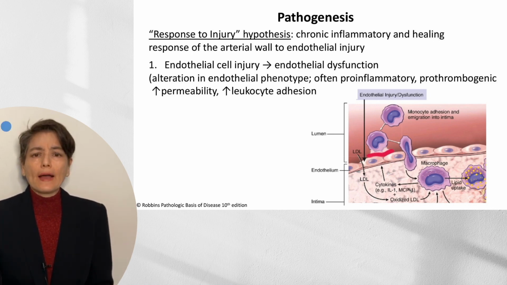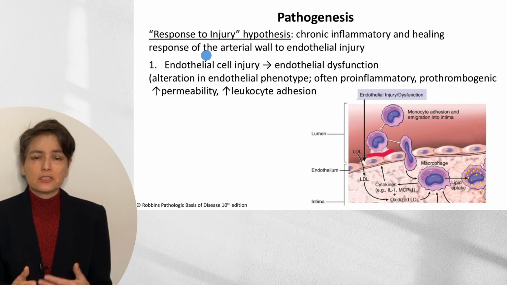So what happens is when you have endothelial cell injury, you're going to get endothelial dysfunction. I'm going to digress for a little bit on endothelial dysfunction. So endothelial dysfunction is an alteration in the endothelial phenotype. So this is done by upregulation and downregulation of a variety of different genes. And what you end up with is an endothelial cell that is often pro-inflammatory and pro-thrombogenic. And it has a couple of other features as well. It tends to have increased permeability, and it tends to have increased leukocyte adhesion.